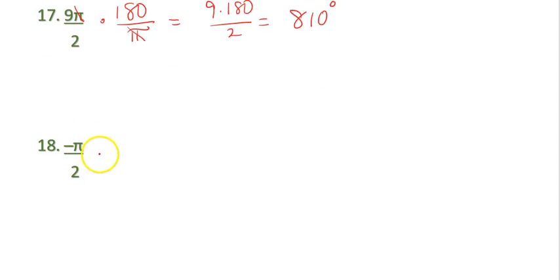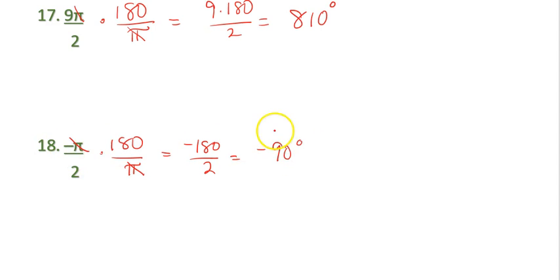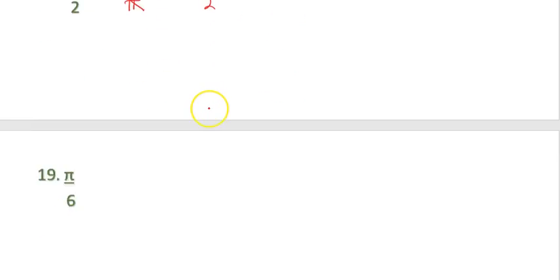Alright, negative pi over 2, multiply by 180 over pi, cancel the pi's, I get negative 180 over 2, which is negative 90, and again it's degrees. Some of you may have that memorized just from the sketching we did. Okay, last two. Pi over 6. I'm going to multiply by 180 over pi. The pi's will cancel. I have 180 over 6, and that is going to reduce to 30 degrees.